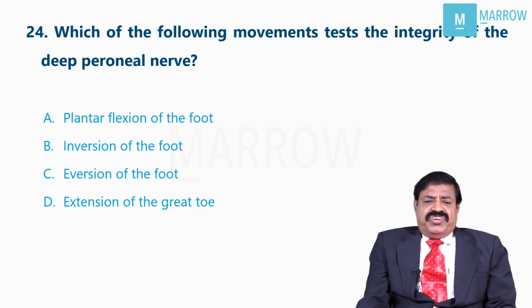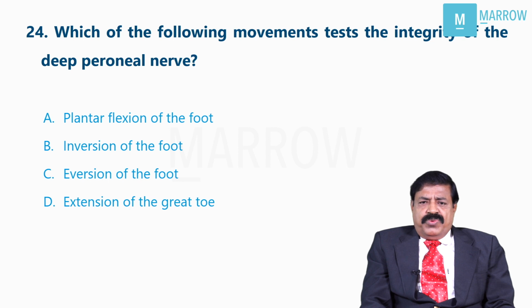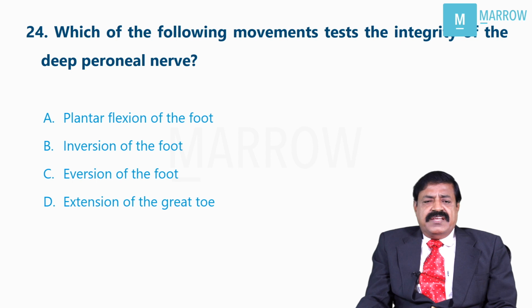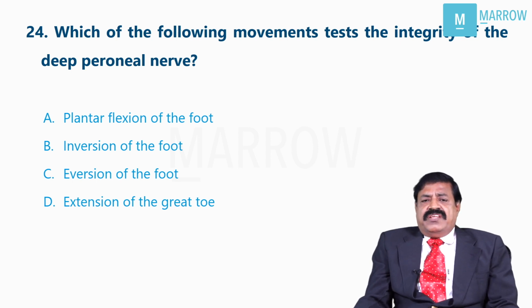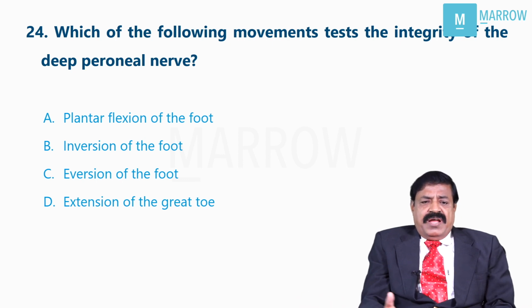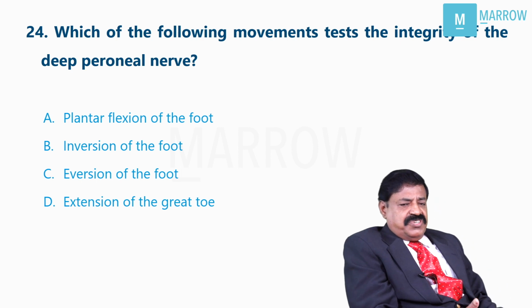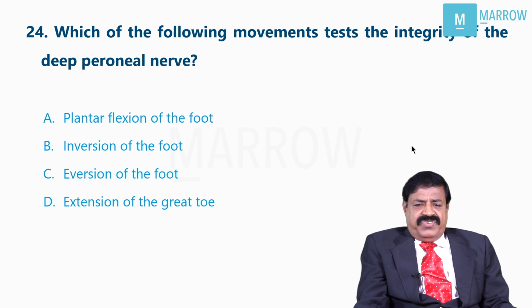Before that, we shall discuss this question also, and we will see the answers for both after seeing the diagrams. Which of the following movements tests the integrity of the deep peroneal nerve? We have seen this now already in the anterior compartment of leg. And this is the nerve of the anterior compartment of leg, therefore it innervates all muscles in this compartment. And which movements test the integrity of the deep peroneal nerve? Plantar flexion of the foot, inversion of the foot, eversion of the foot, extension of the great toe. We will find out the answer after seeing the diagrams now.